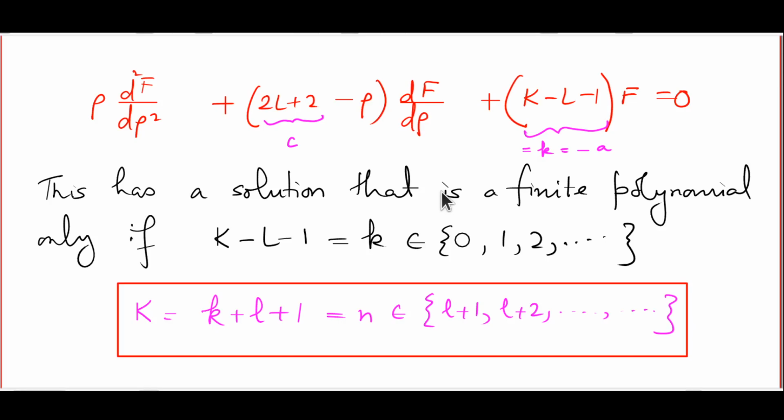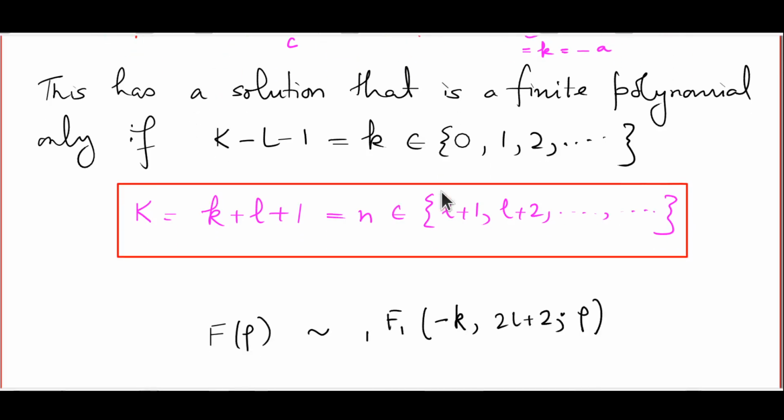of which only one is regular at rho equal to 0, and that one is the confluent hypergeometric series 1F1(a, c; x), or in this case 1F1(a, c; rho). So our capital F, the function that we want, will have to be F(rho) = 1F1(minus small k, 2l plus 2; rho). Remember, minus small k is our small a, and 2l plus 2 is our c.